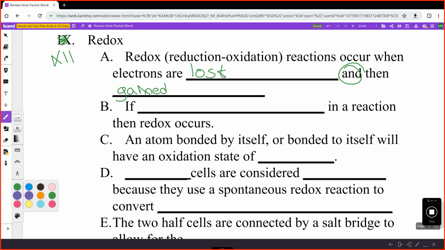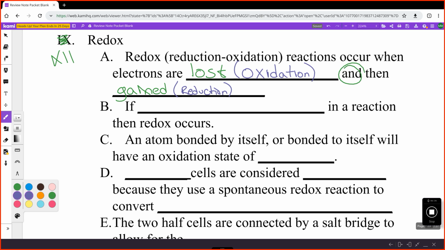Now, those two events, losing and gaining, are the foundation of everything that we are talking about. So losing an electron is called oxidation. And gaining an electron is called reduction. And so they have specific names for losing and gaining. And this is what everything in this unit is based off of. All right, oxidation and reduction, losing and gaining electrons.